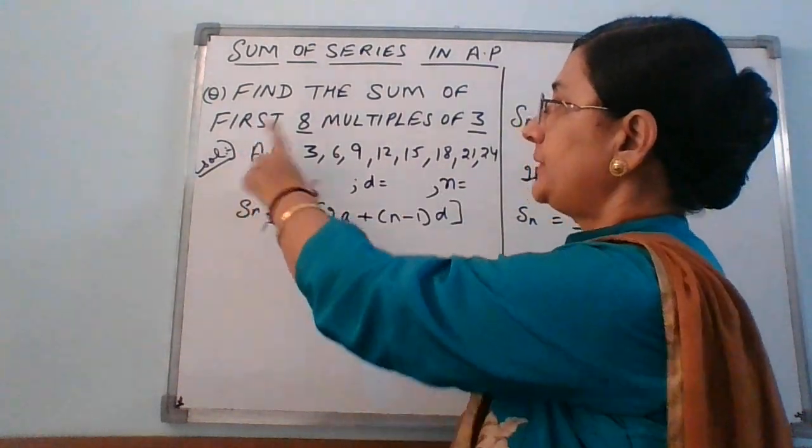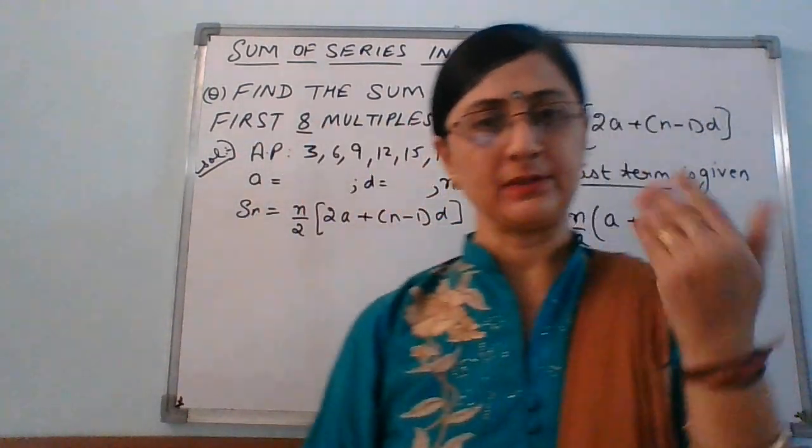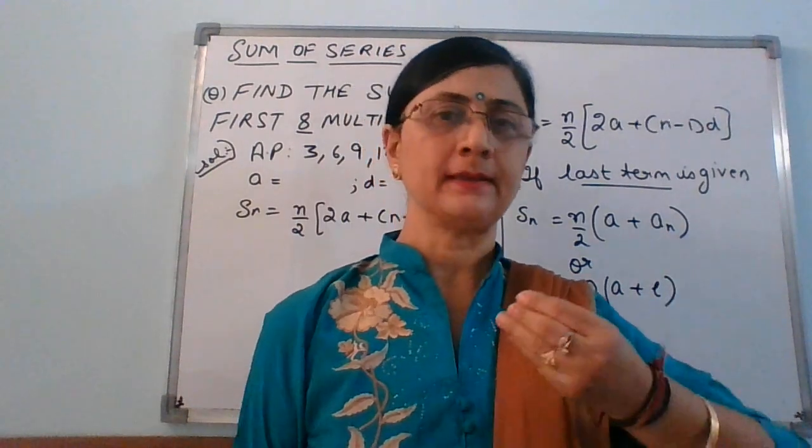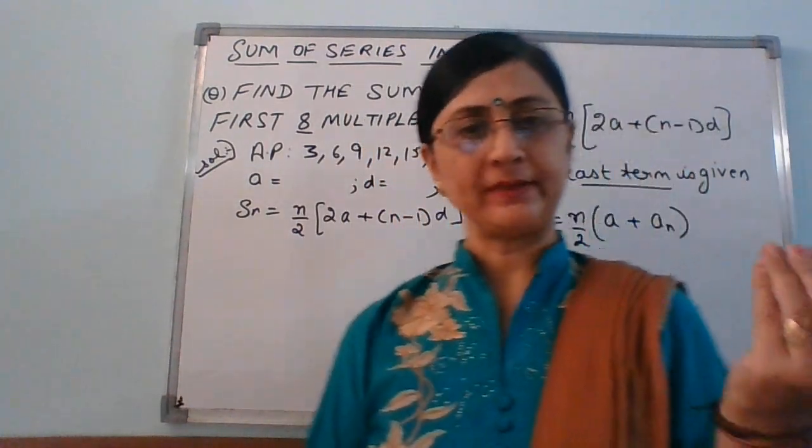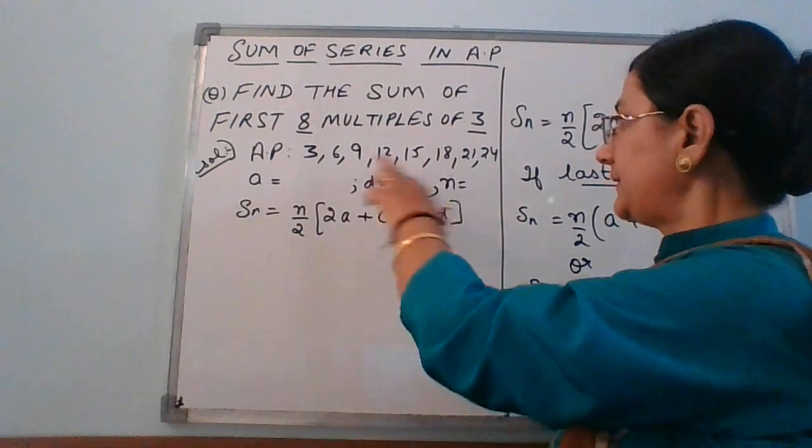You have to find the sum of the first 8 multiples of 3. What are multiples of 3? 3, 6, 9, 12, 15, 18, 21, 24. Eight are asked, so I've written 8.